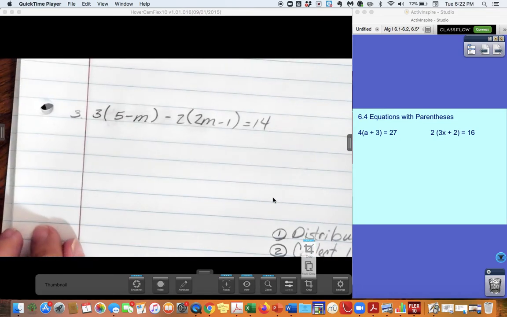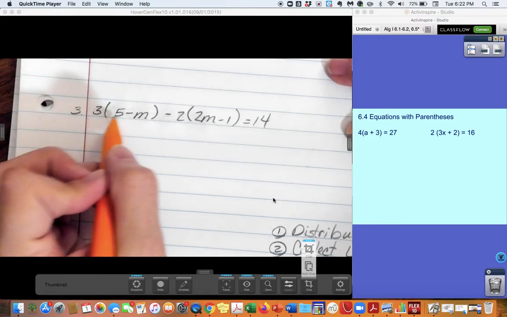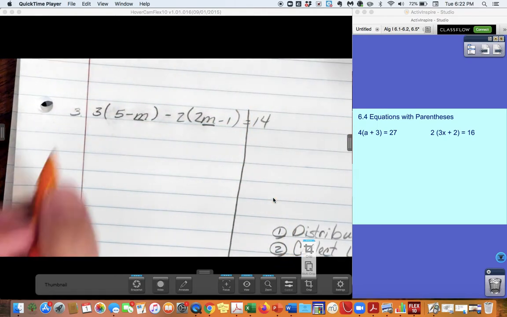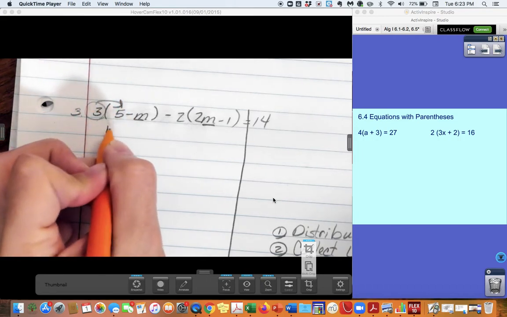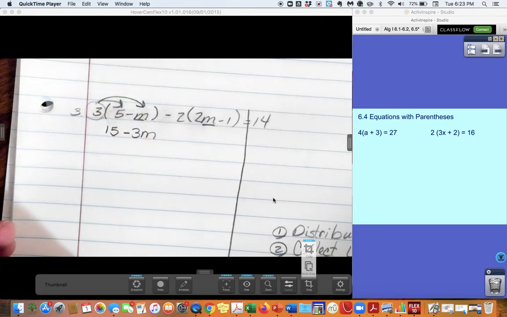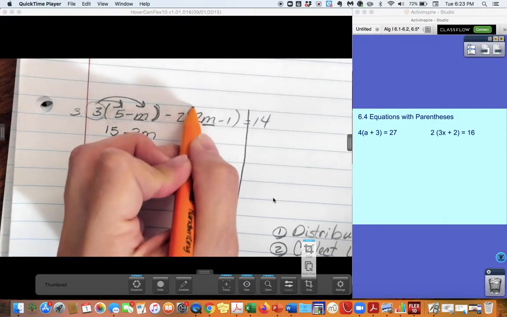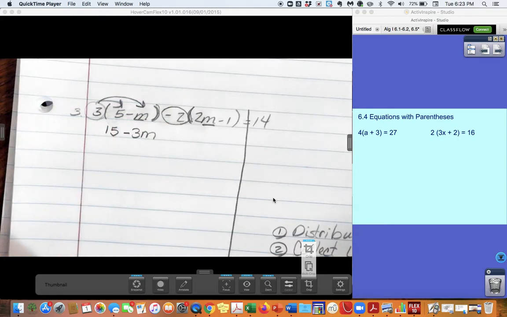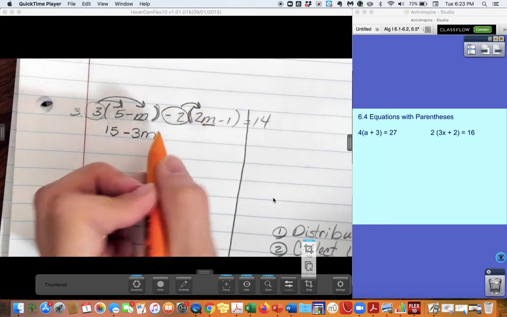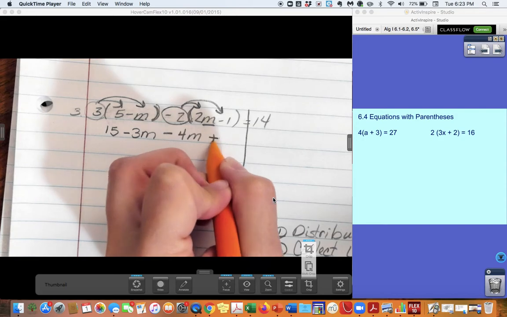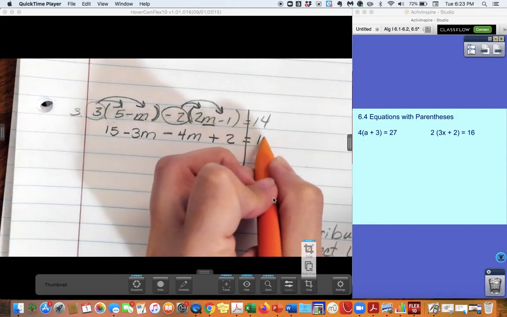So let's take that and use it on this one right here. Because once again, we have variables in the parentheses. Now I'm going to drop this down here. And I'm going to do 3 times 5 is 15. 3 times a negative m is a negative 3m. Once I come to the closing parentheses, I'm done with that set. I come to the next one. That 2 is up against the parenthesis, which means I must distribute it. But remember, grab its sign with it. That negative belongs to the 2. So negative 2 times 2m is a negative 4m. Negative 2 times a negative 1 is a positive 2. Okay, bring down your equals 14.